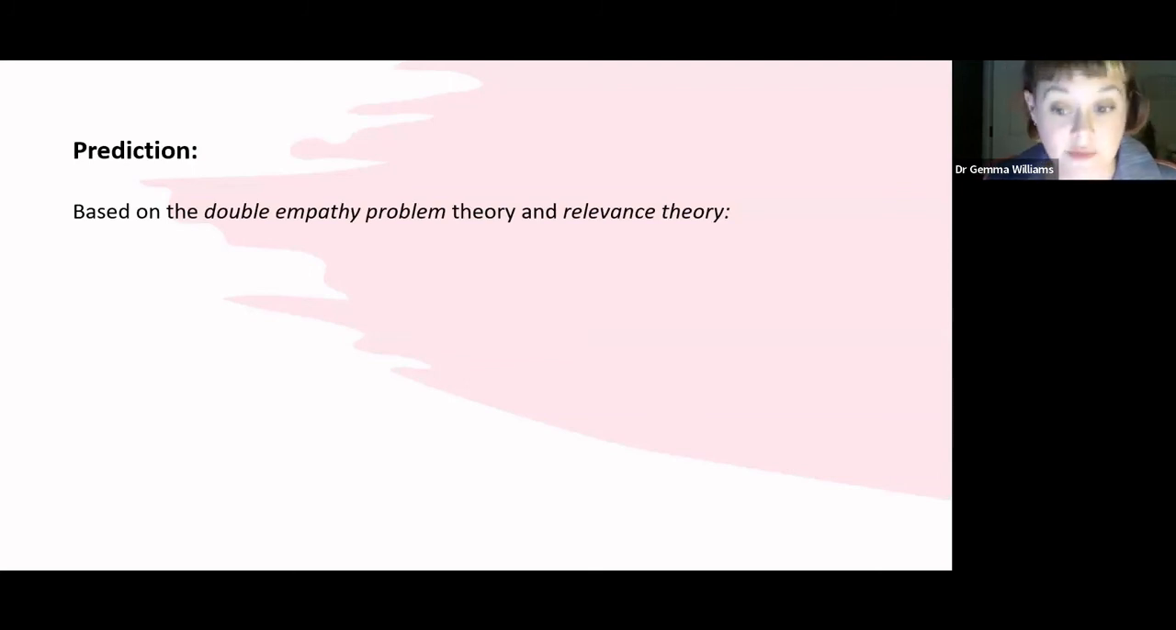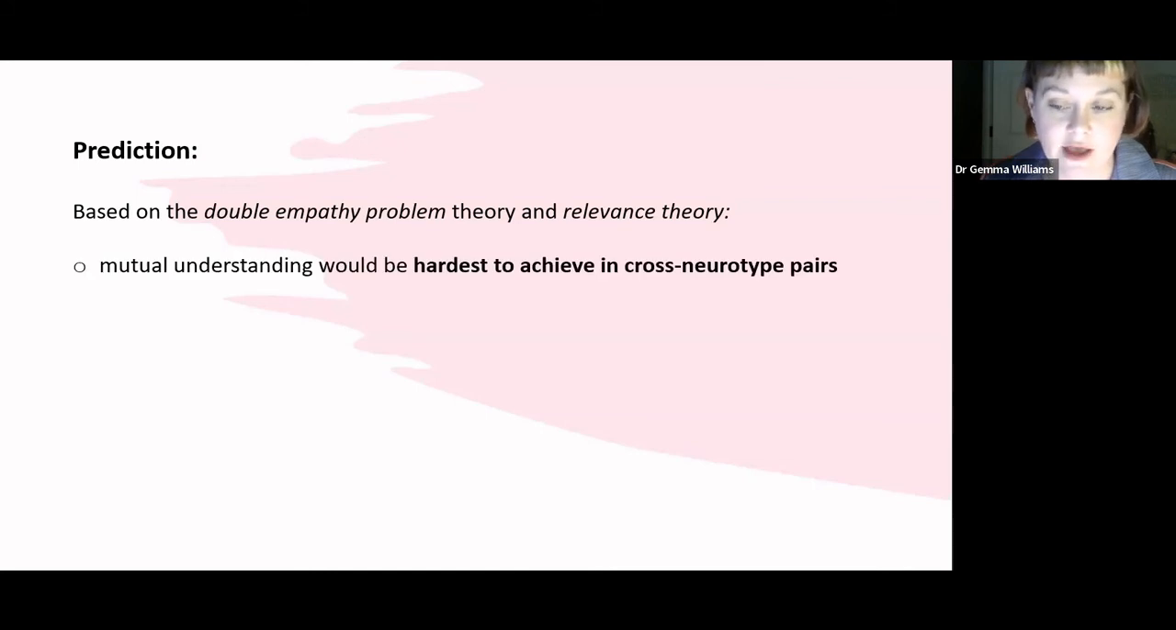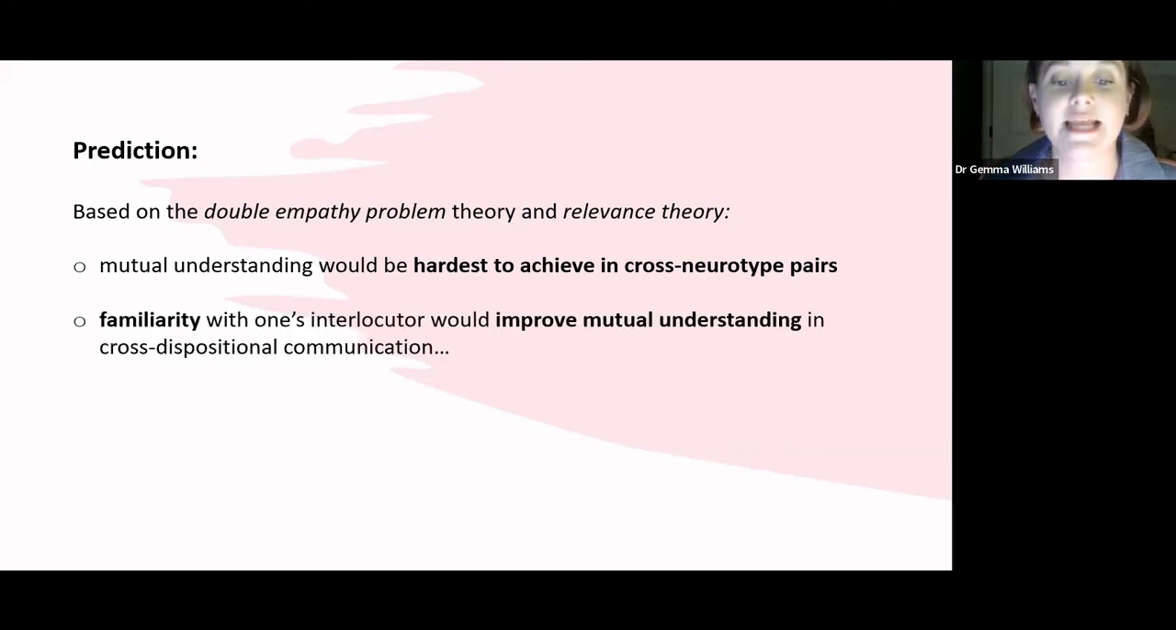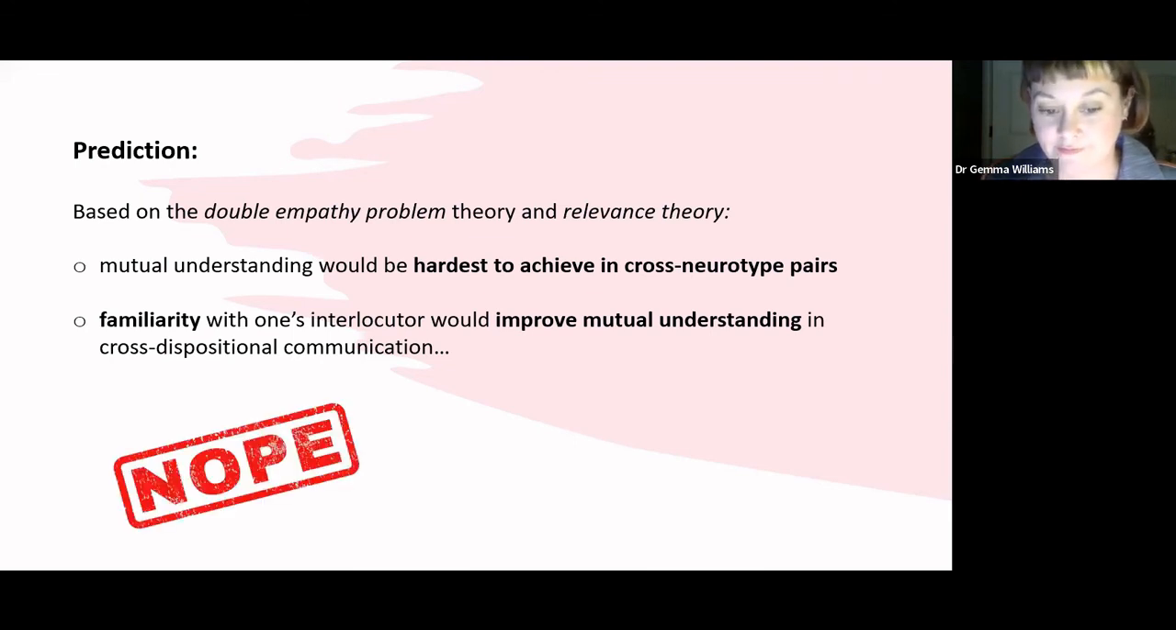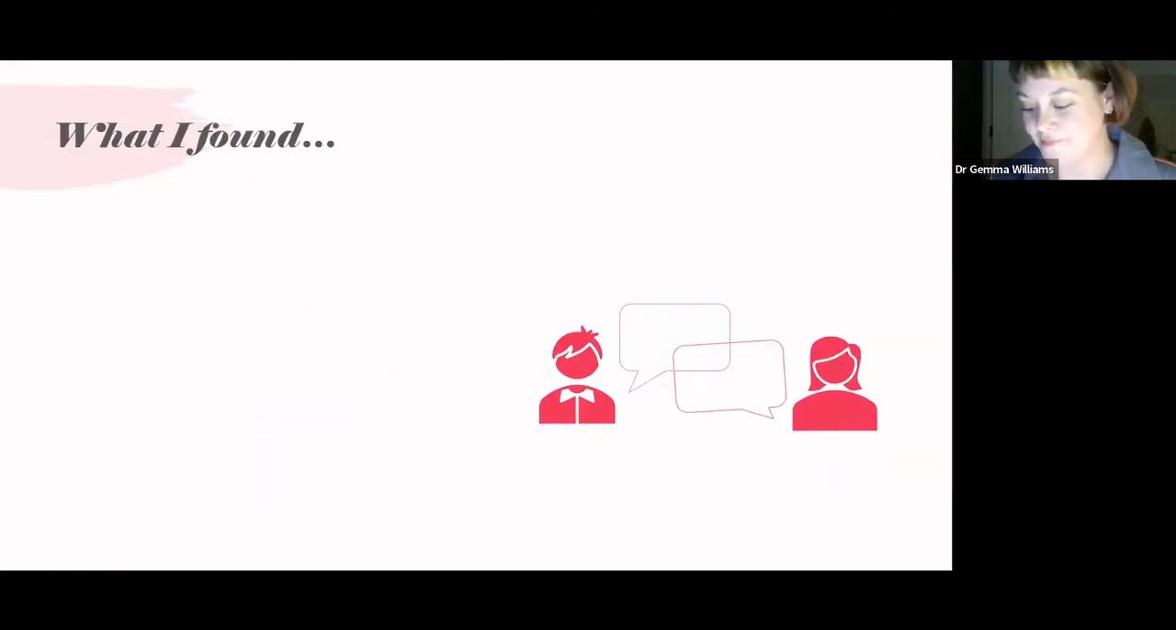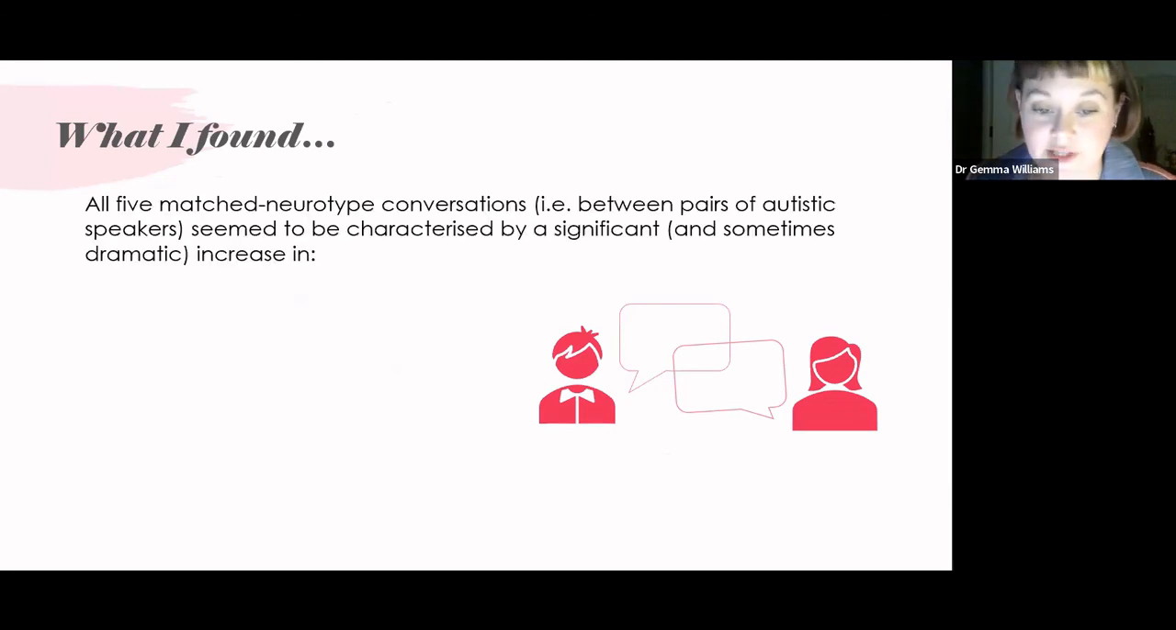Based on the double empathy problem and relevance theory, I predicted that mutual understanding would be hardest to achieve in cross-neurotype pairs, and that familiarity with your interlocutor, the person you're speaking with, would improve mutual understanding in cross-neurotype communication. But this wasn't really true, which surprised me, because what I actually found was that there was just so much mutual understanding in all of the conversation pairings.